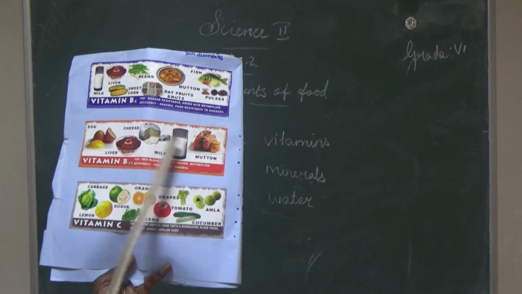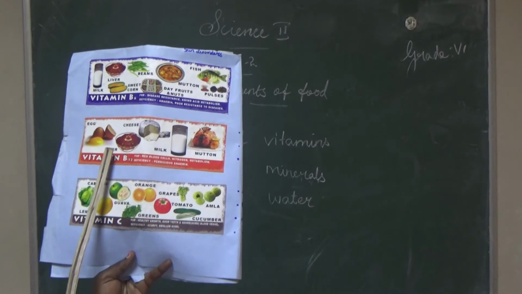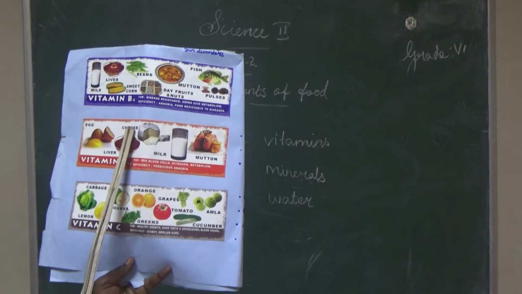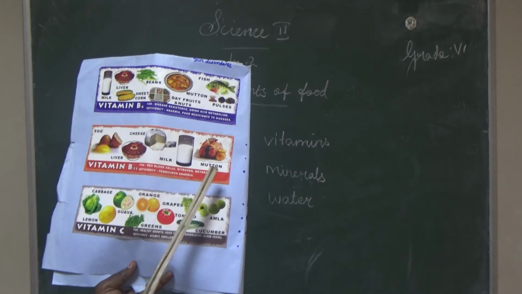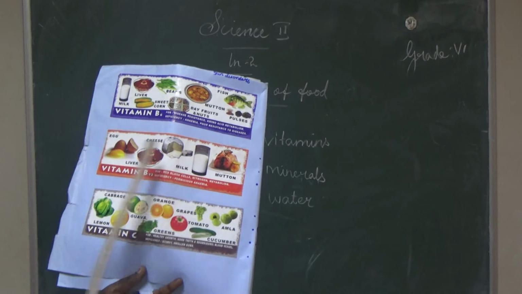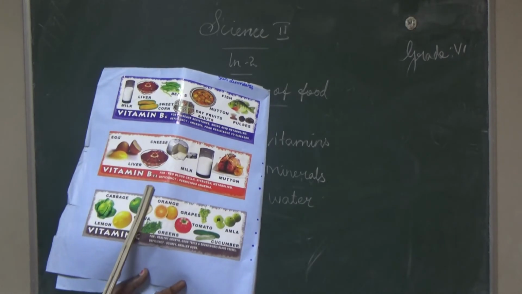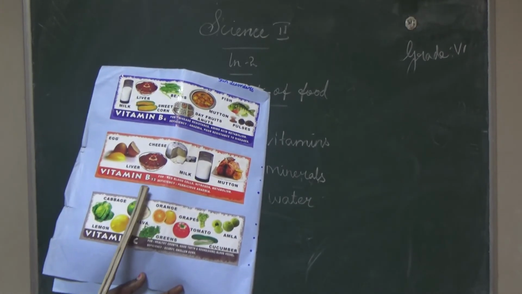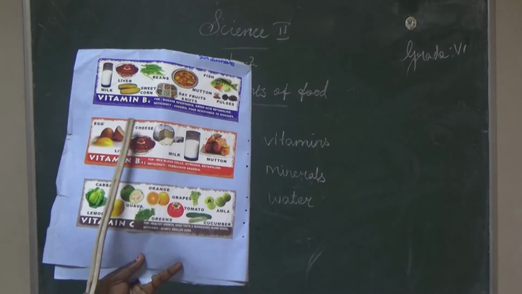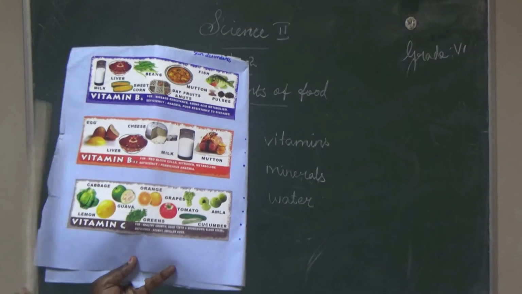Vitamin B12. What are the food items containing vitamin B12? Liver, cheese, milk, mutton and egg. These are some of the sources of vitamin B12.